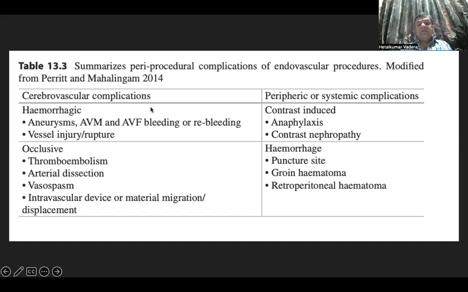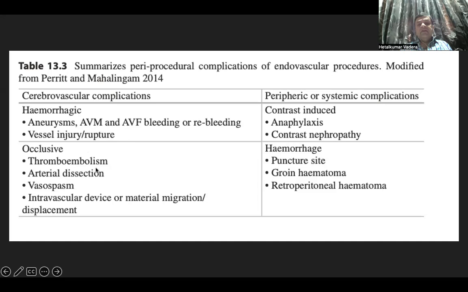There are certain complications like cerebrovascular complications, occlusive complications, peripheral systemic complications, or hemorrhagic complications. Hemorrhage is seen in the patient with aneurysm, AV or AVF bleeding, or rebleeding patient. Sometimes there might be vessel injury or rupture because of devices, these endovascular devices also. In such a situation, as I said, we should bring down the blood pressure. The surgeon is asked to stop the bleeding by various means, and if sometimes the patient deteriorates, we might need to shift the patient to the operation theater for decompression.